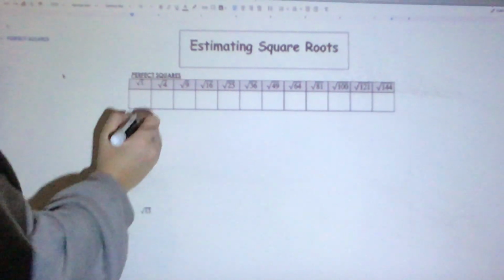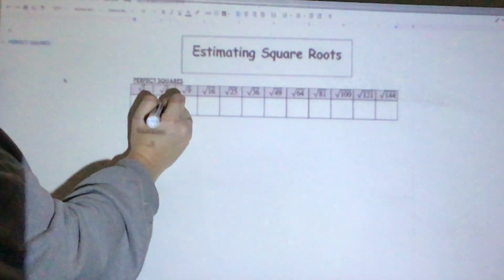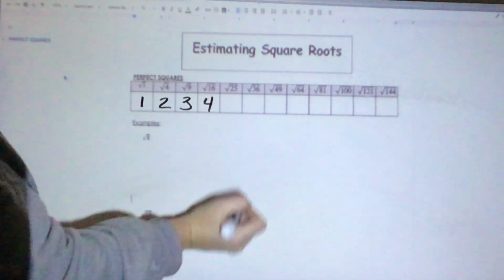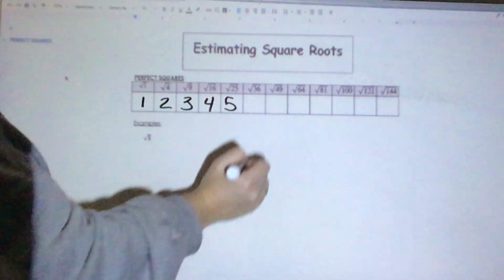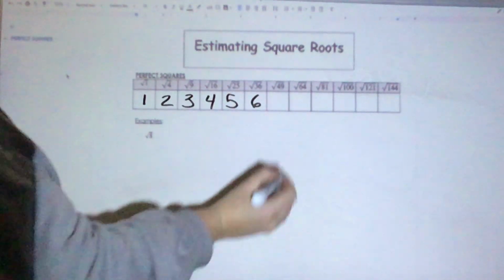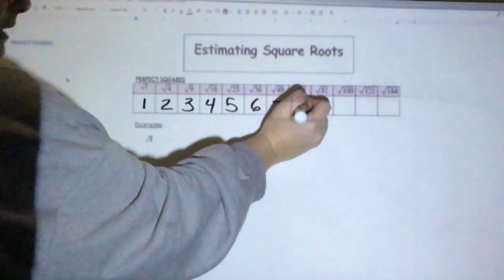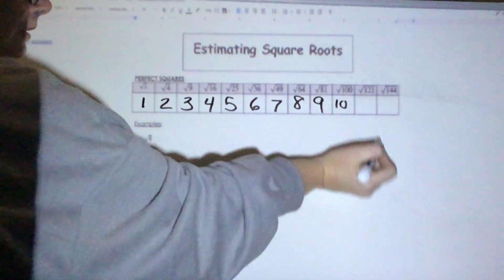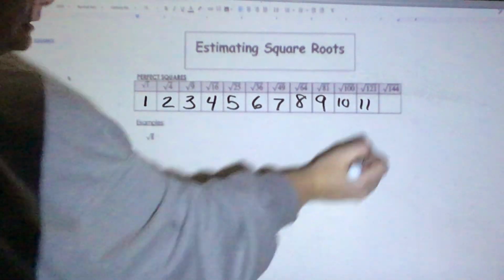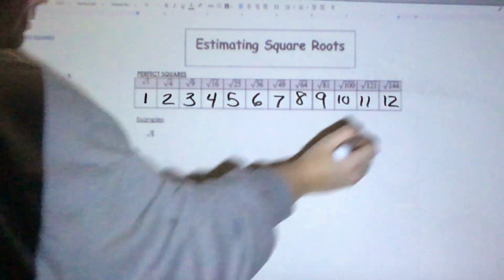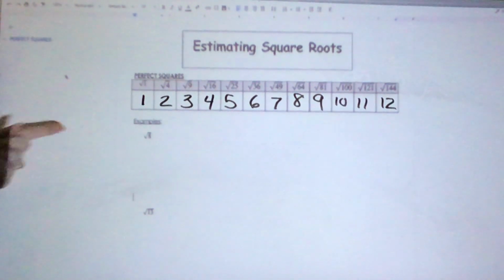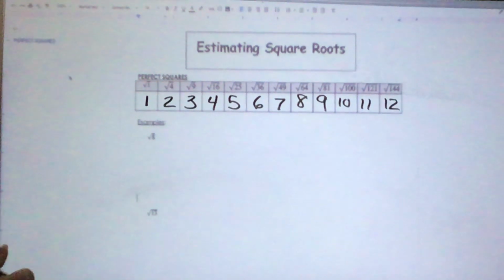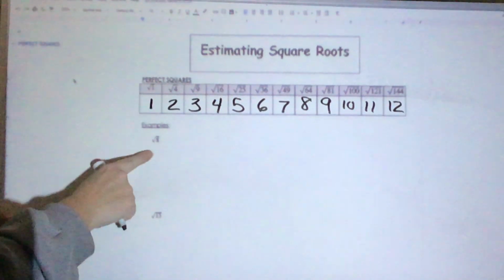The square root of 1 is 1. The square root of 4 is 2. 9 is 3. 16 is 4. 25 is 5. 36 is 6. 49 is 7, 64 is 8, 81 is 9, 100 is 10, 121 is 11, and 144 is 12. Notice that we're only talking about the positive ones. That's what we're going to focus on, is the positives.